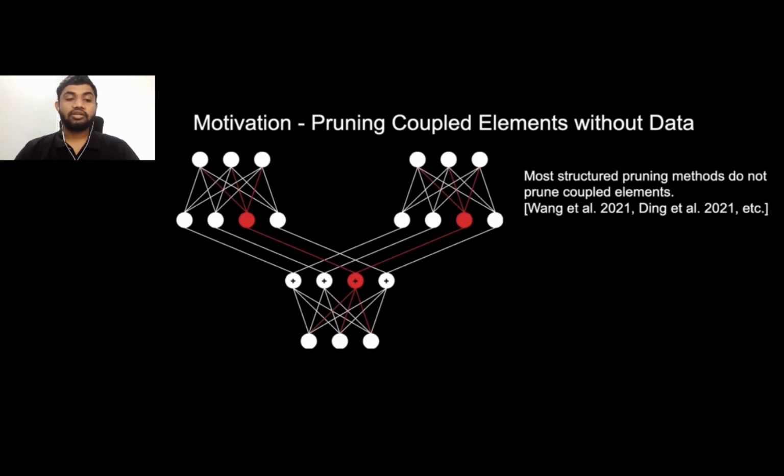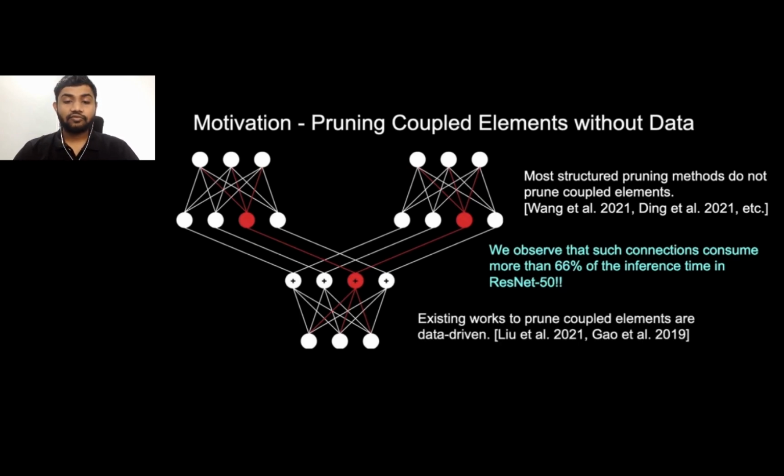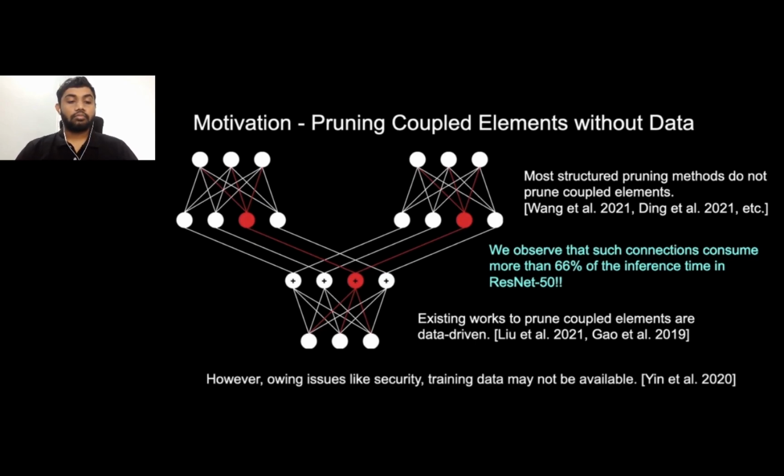Most structured pruning methods do not prune coupled elements of the network. We observe that such layers consume more than 2/3 of the inference time. Thus, not pruning them is a loss of opportunity for compression. Existing works to prune coupled elements, however, are data-driven. But data may not be available due to reasons like privacy and maintaining competitive advantage. Thus, there has been a rise in the interest for data-free pruning.